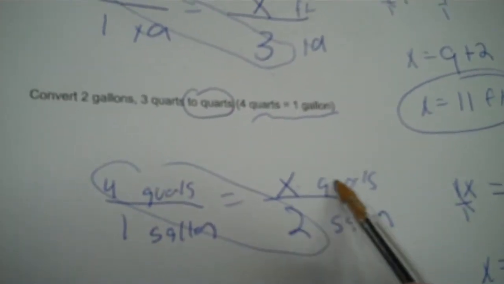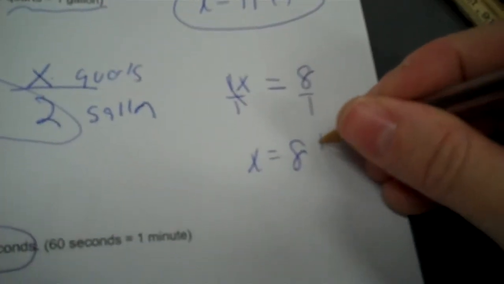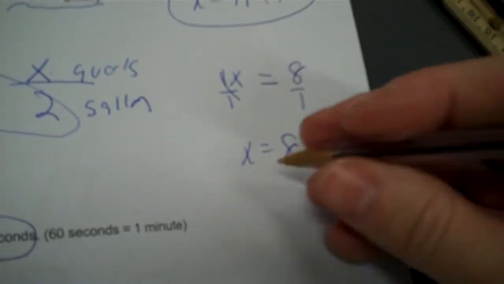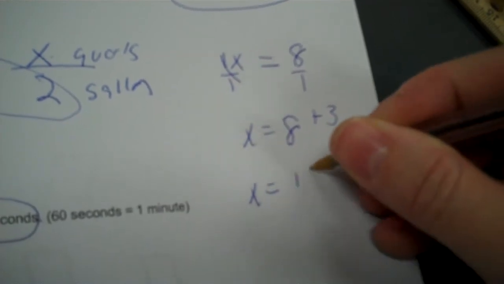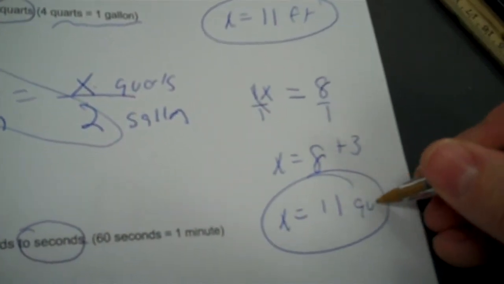So it's 8 quarts, but in this problem we also had 3 quarts, so I need to add 3 to the 8. Which again is 11. The answer is not always 11, okay? So you have 11 quarts. So whatever your solution is for x, you need to add that other number onto it, the number you didn't put in here, okay?